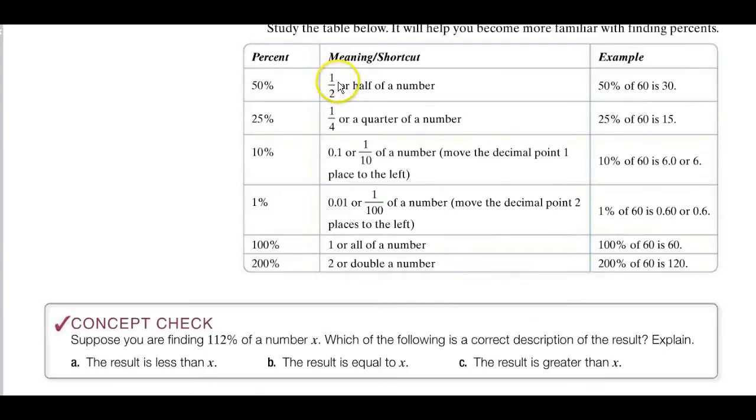This is important background. So 50% is 1/2 of something, or half of a number. And 50% of 60, half of 60, is 30. 25% is 1/4, or 25 over 100, or it's a quarter of a number. And 25% of 60 is 15.